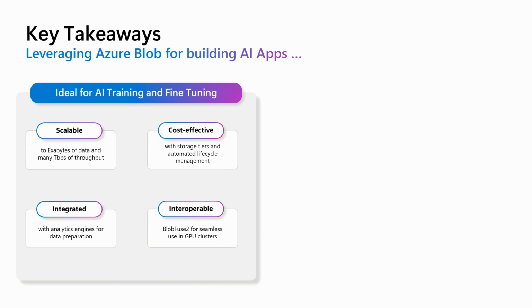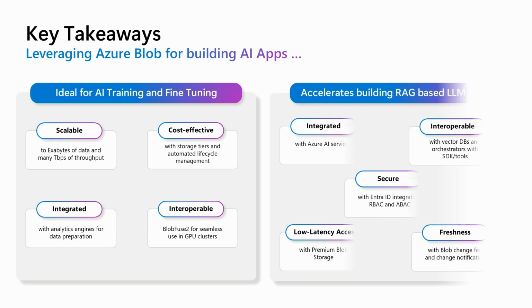I want to wrap up here with what we talked about in this talk. We talked about how blob storage is ideal for AI training and fine-tuning. That scale, the cost effectiveness, all of those things that you've grown to love are here. It's really well integrated with the analytics functionality that you need to prepare your data. And BlobFuse 2 is a fantastic addition that allows you to use it for fine-tuning with your GPU clusters as if you were working with normal mounted storage.